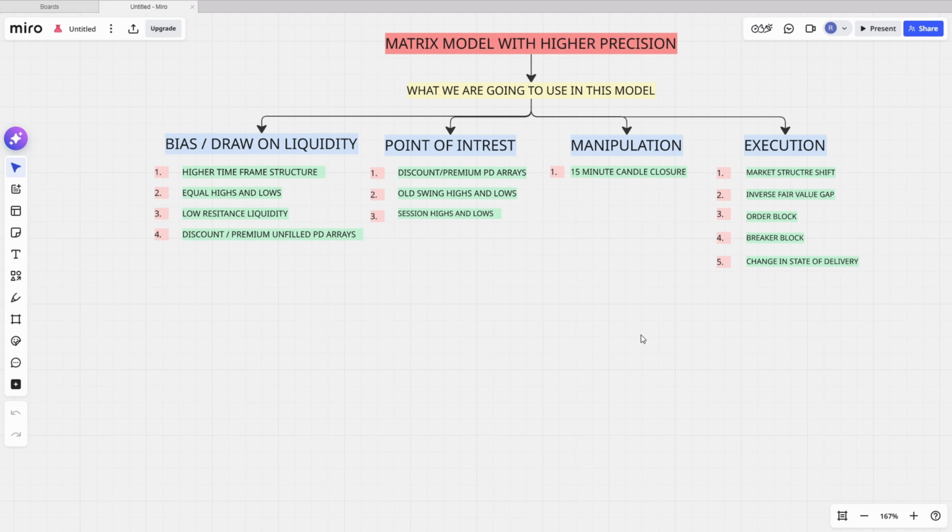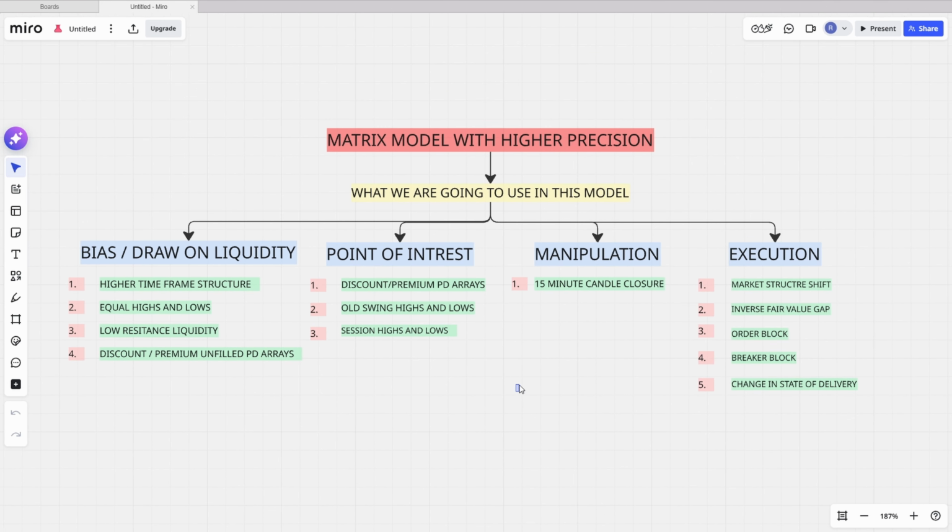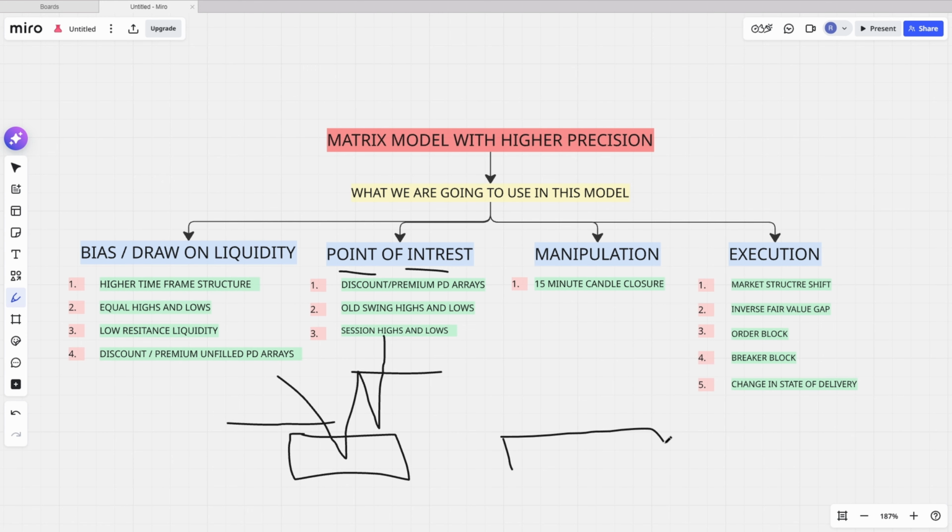The next concept I want to explain is the point of interest. A point of interest is simply the area within a range where you plan to execute a trade. It is the location from which you expect to see liquidity sweeps and a reaction in price. Instead of entering randomly, the point of interest gives you a specific zone where you are prepared to look for confirmations and execute your setup.